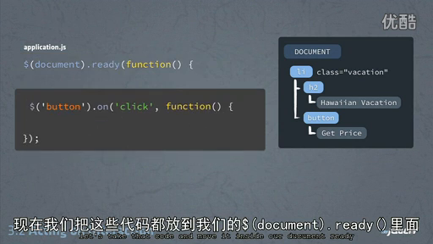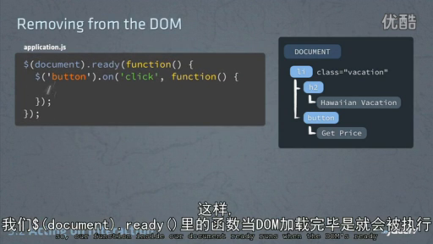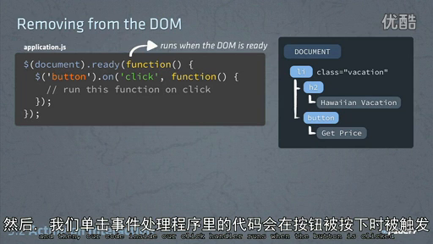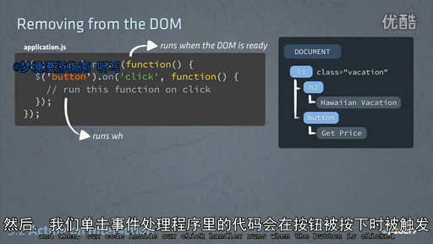Let's take that code and move it inside of our document ready. So our function inside of our document ready runs when the DOM is ready, and then our code inside of our click handler runs when a button is clicked.